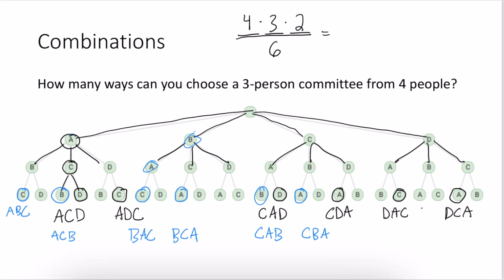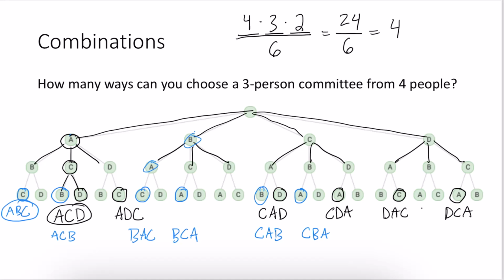of, 4 times 3 times 2 is 24. So there's 24 branches in this choice tree. And out of those 24 branches, each committee of 3 people is duplicated 6 times. So to account for that duplication, we're going to divide 24 by 6. So there's 4 different 3-person committees that we could choose from 4 people.